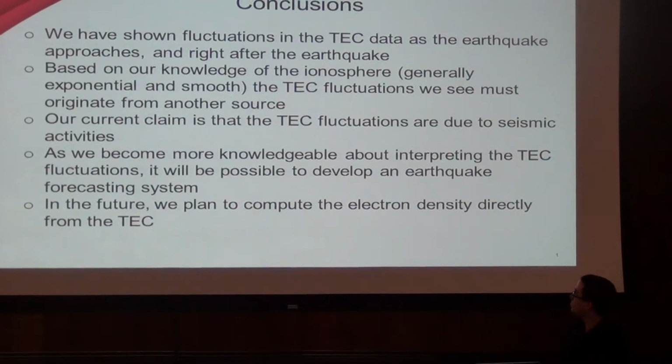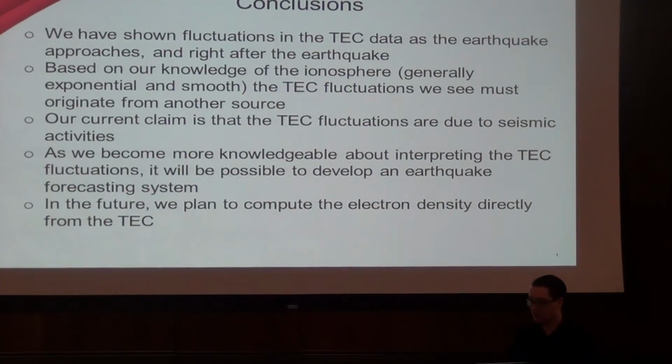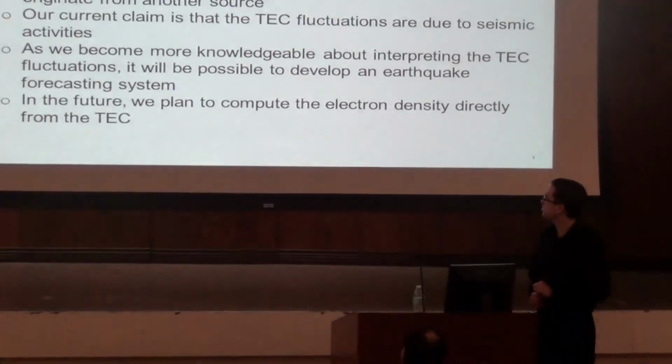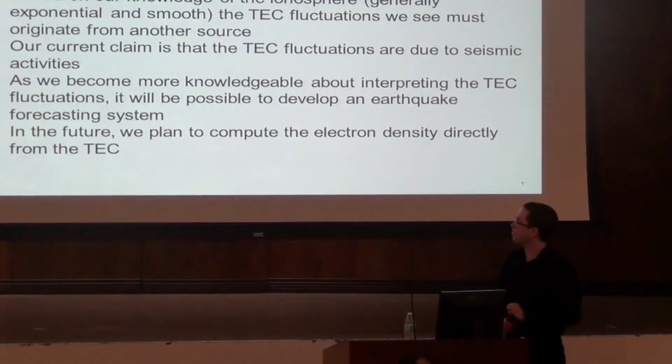So, conclusion, we basically know that the fluctuations in the TEC, as the earthquake approaches and right after the earthquake, we know based on the knowledge of our ionosphere that the TEC fluctuations originate from another source.